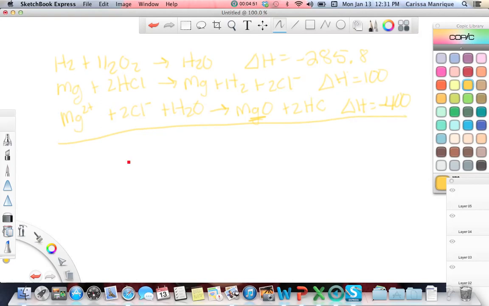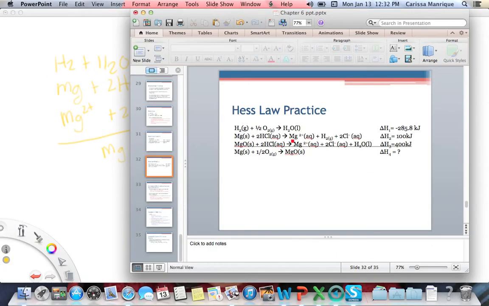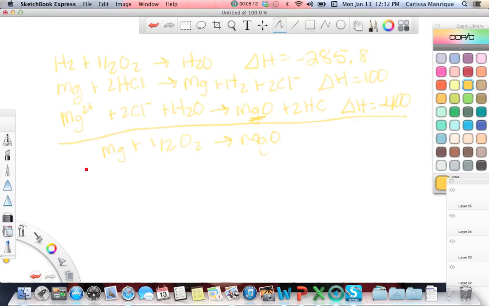Okay, now remember, I'm trying to get to magnesium plus 1/2 O2 yields magnesium oxide. And I got lazy. Let me get the signs of some of these. Mg2 plus, there. So that's Mg2 plus. So make sure 2 plus. Now let me change the color here and let's cancel everything out.